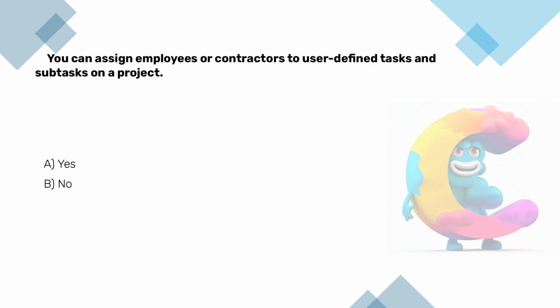Okay, now pause the video here, have a bit of think, and then continue when you are ready. Yes, in Dynamics 365 Project Operations, this allows for flexibility in resource allocation based on the specific requirements of the project. You can only associate one subproject with each project.